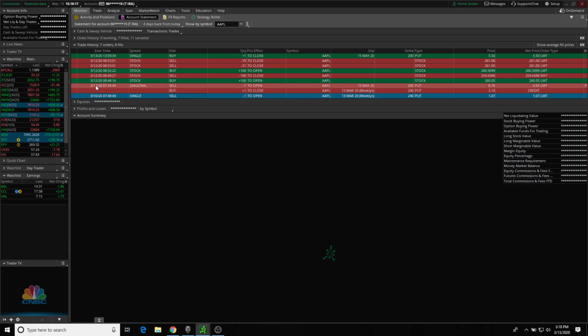Two days later, on March 12th, I closed that. I rolled it. So I rolled that option forward in time from March into May. So from March 13th into May 15th options contracts. And so this was a single roll where the 240 put was closed and the 200 put was opened. I collected $6.64 credit here. And today I closed that swing trade position.